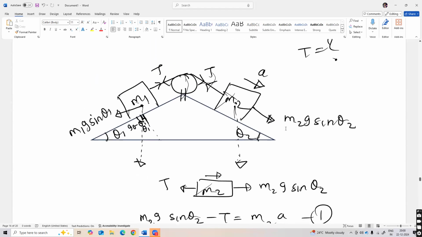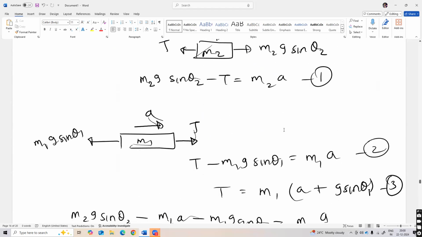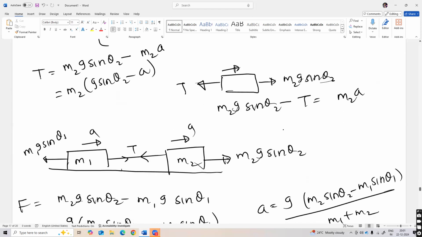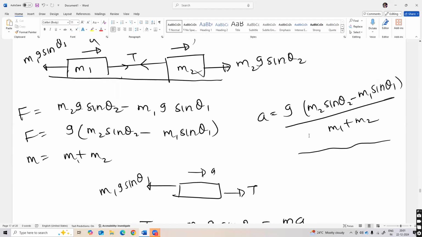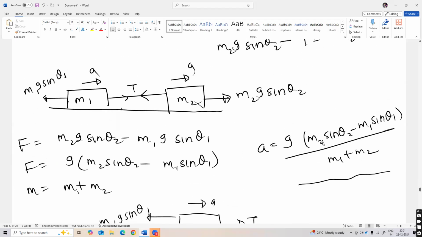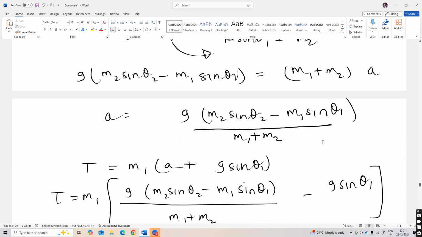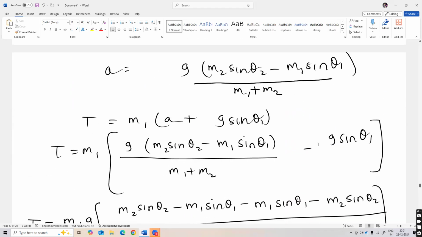Then acceleration is also, mm, what acceleration we got is g(m2 sin theta 2 minus m1 sin theta 1) upon m1 plus m2. Whereas in the other case, what we got is acceleration g(m2 sin theta 2 minus m1 sin theta 2) upon m1 plus m2. Then what mistake was I doing? Can you point it out, what mistake I am doing in solving this one? I'm not able to figure it out.